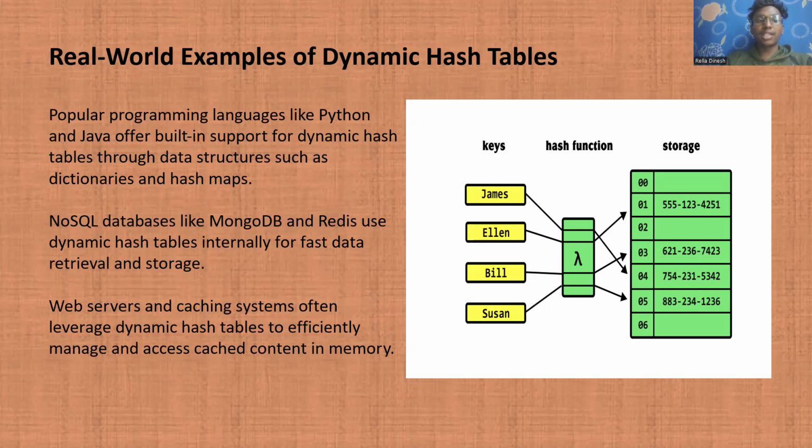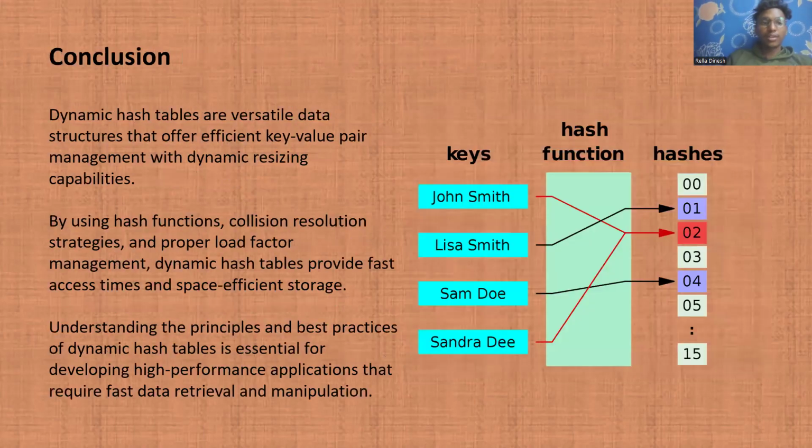Popular programming languages like Python and Java offer built-in support for dynamic hash tables through data structures such as dictionaries and hash maps. NoSQL databases like MongoDB and Redis use dynamic hash tables internally for fast data retrieval and storage. Web servers also. Conclusion.